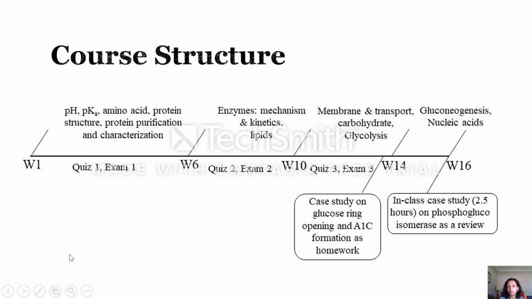Now, before we finish the course, what I have been doing is giving the students an example of how to use case study to solve problem using a JChemEd paper which dealt with glucose ring opening and A1C formation. And this is a great tool to cover several topics in one. And this was kind of an inspiration to develop the case study I'm presenting here.